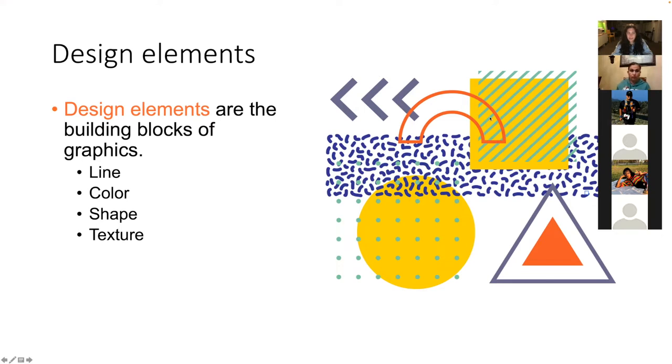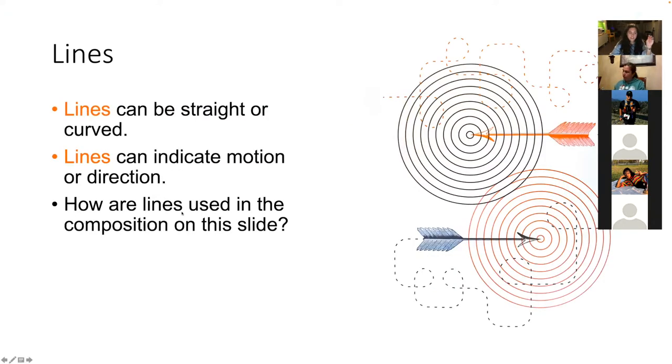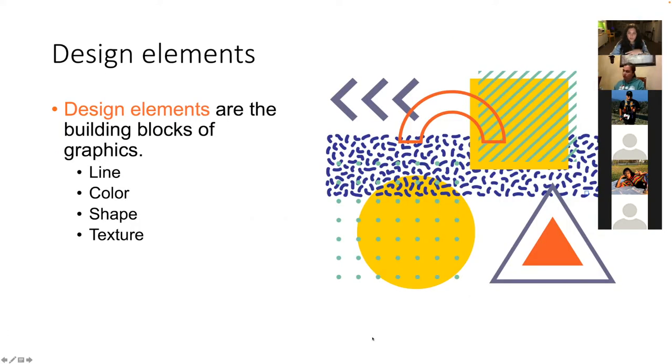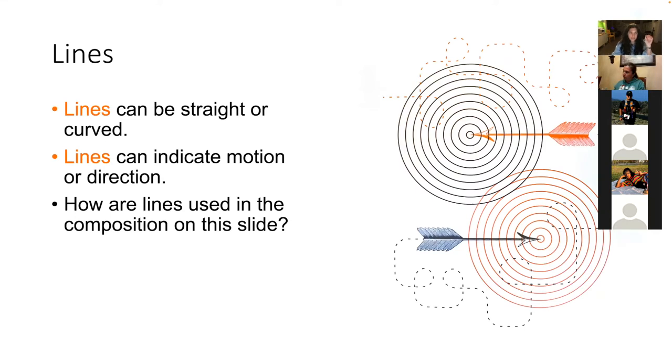We have lines and we have shapes. And then there's different colors, and then shapes, even if they're flat looking and not made of pixels or a picture of something with actual texture, you can still create texture through variations in shapes. Lines can be straight or curved. Lines can indicate motion or direction. Lines are a really useful design tool to create motion and to create a sense of movement on the page.